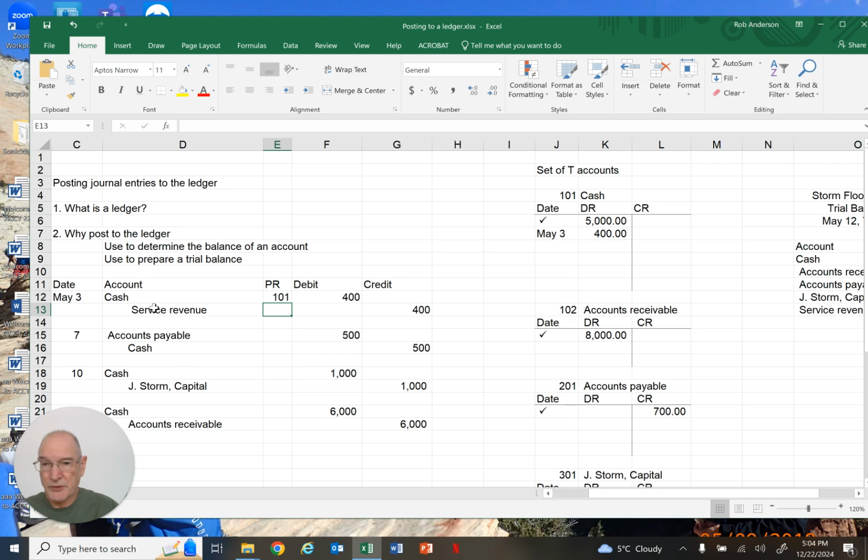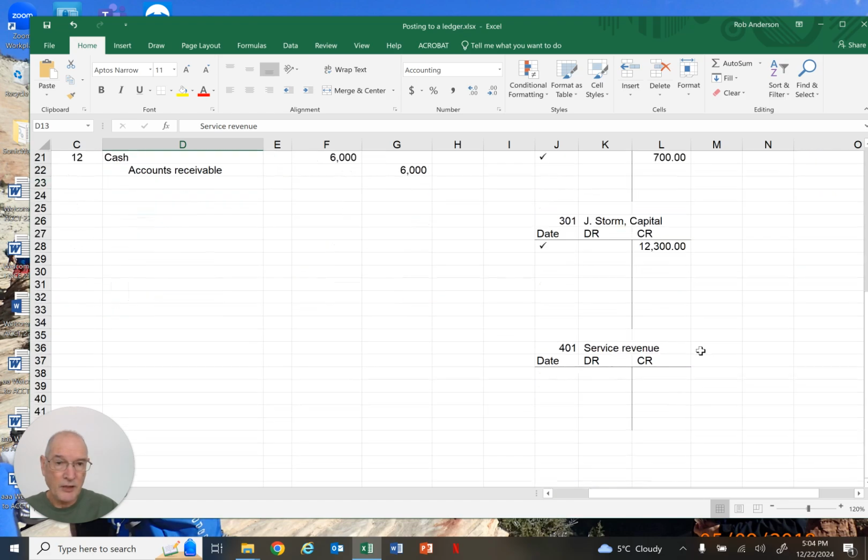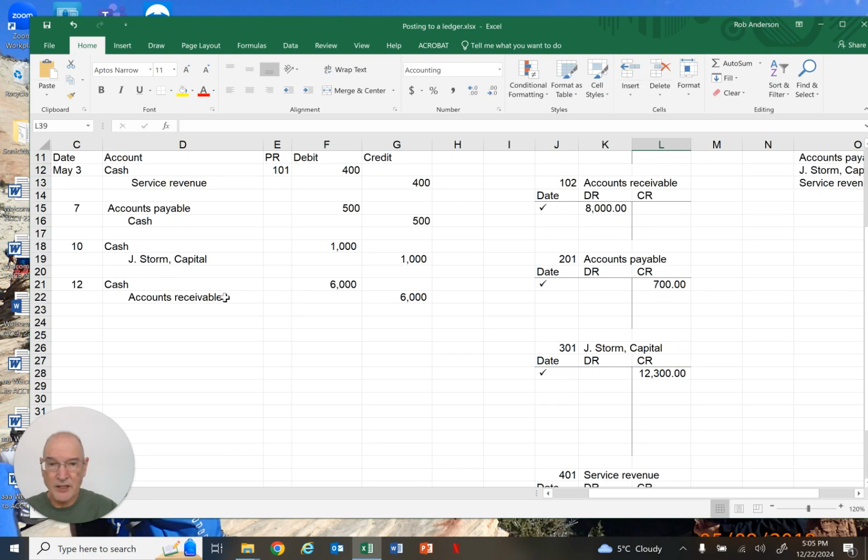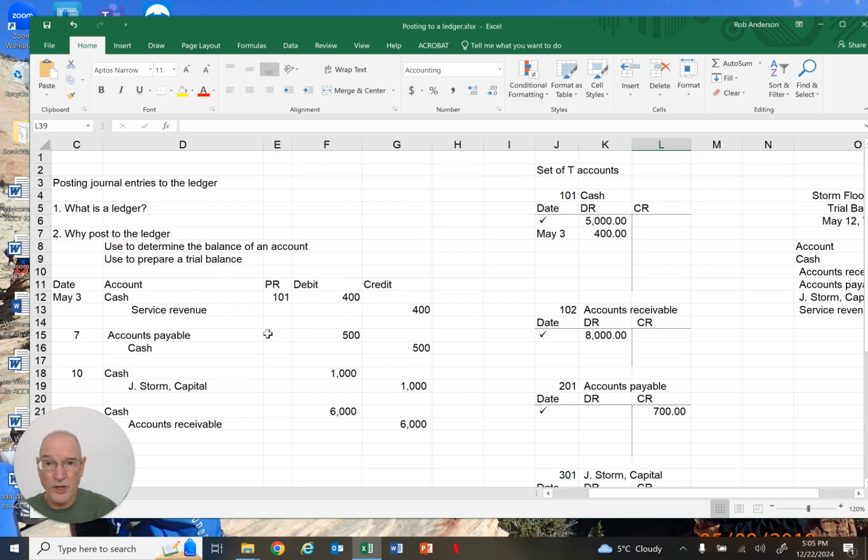Now let's post the other half. Let's do the credit to service revenue. It's also 400. So we're going to go down here. We're going to find service revenue, put in the date, May 3, and credit 400. And then the account title there was 401. So I'm going to put in my 401.